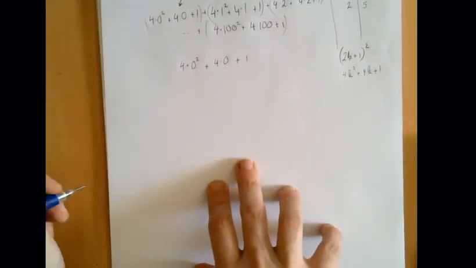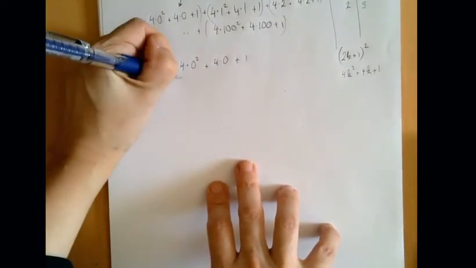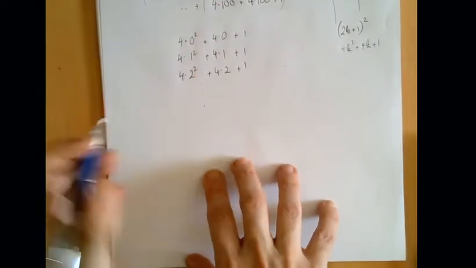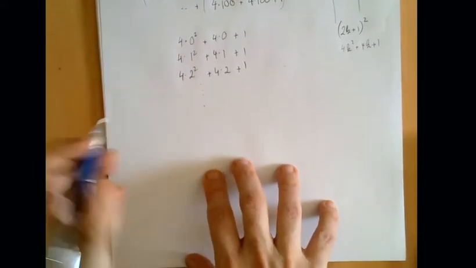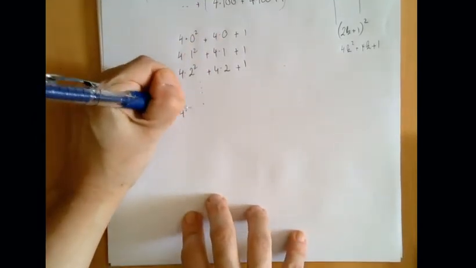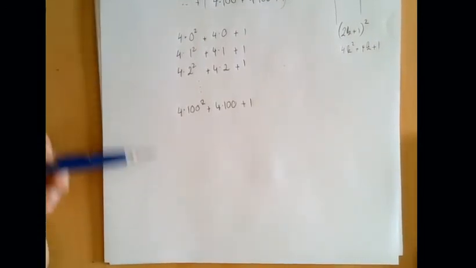K equals 0 will look like this: 4 times 0 squared plus 4 times 0 plus 1. And then for the next one, I will write it under. So 4 times 1 squared plus 4 times 1 plus 1. And the next one is 4 times 2 squared plus 4 times 2 plus 1. And this is going to keep going until the last piece is going to be 4 times 100 squared plus 4 times 100 plus 1. And now we're going to add column by column.